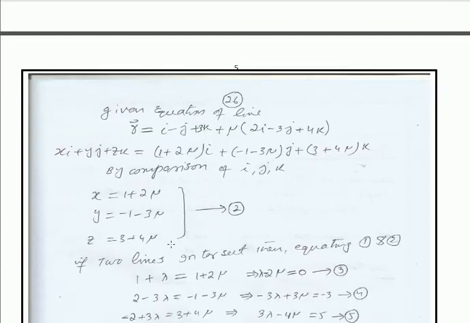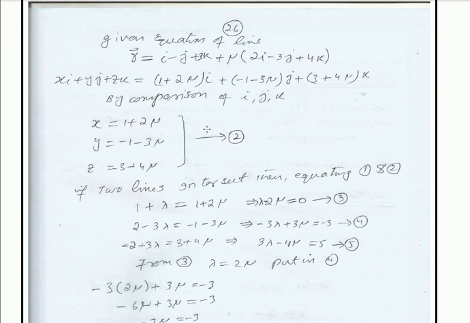Now the given equation of the line, as given in the question statement, is r = i - j + 3k + μ(2i - 3j + 4k). Converting it into its component form and by comparison of i, j, k, we have x = 1 + 2μ, y = -1 - 3μ and z = 3 + 4μ.